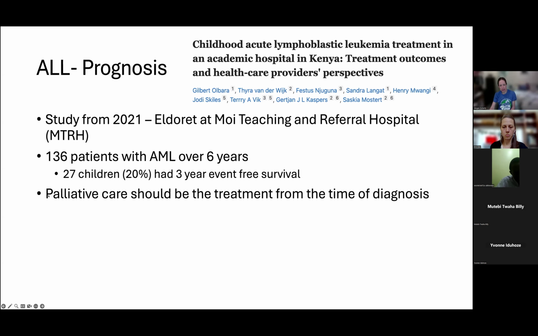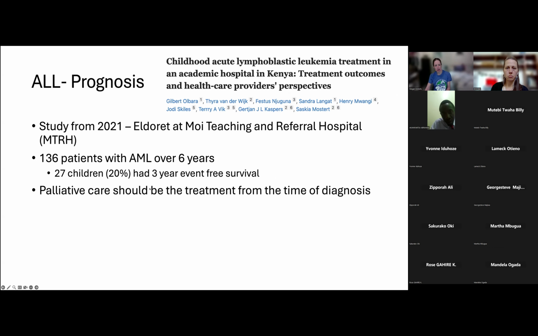So what this tells me is that even with very good care, even with standard oncology treatment, what they should have at a center where they do treatment for cancer, really these children need palliative care from the time of diagnosis, because 80% of them are not going to survive. That is very high, right? And that is even with the full treatment.